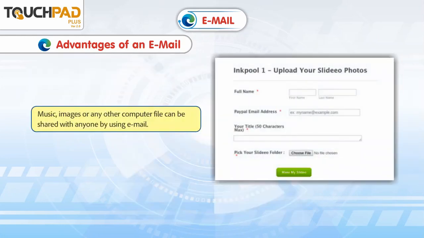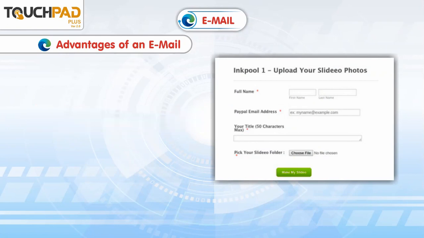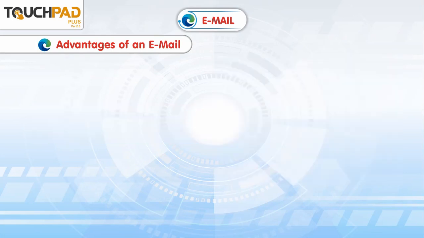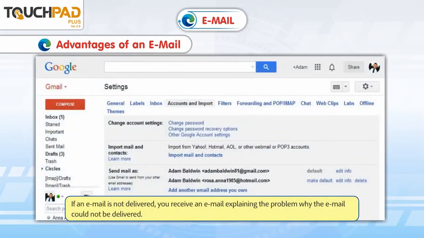Music, images, or any other computer file can be shared with anyone by using email. If an email does not reach its destination in the first attempt, the mail server automatically sends it again. If an email is not delivered, you receive an email explaining the problem why the email could not be delivered.